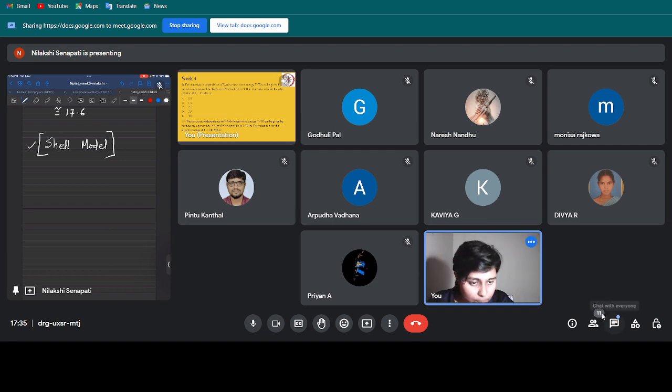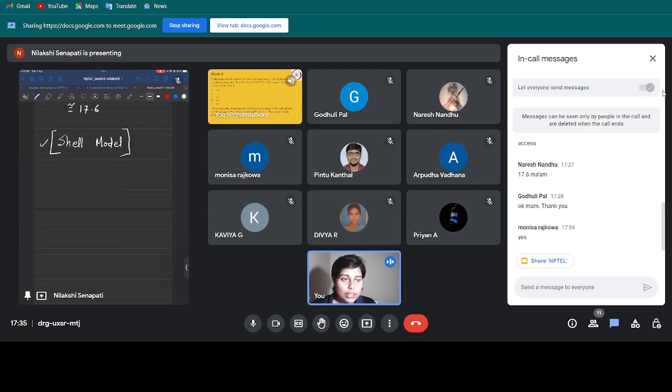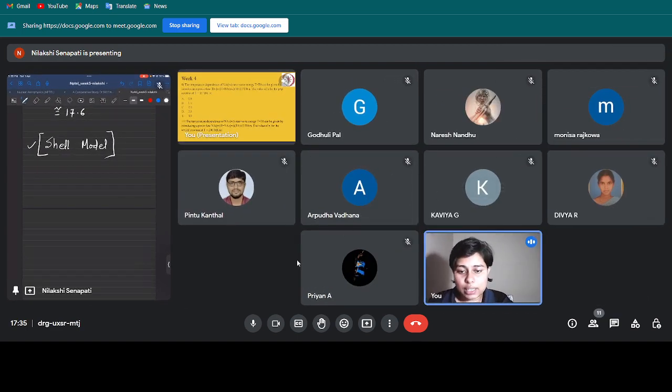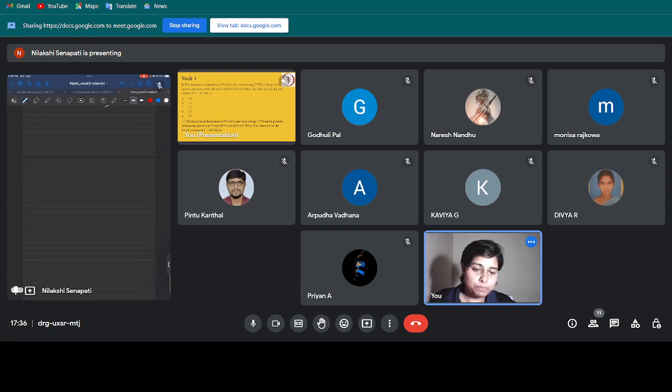Manisha has written that she has understood. That's great. Anybody else? Previous time also Manisha and Naresh gave the answers and they were correct. So if anybody else has any problem, please let me know. Don't be shy. Otherwise, I'll move on to the next topics and I will not discuss the shell model again.